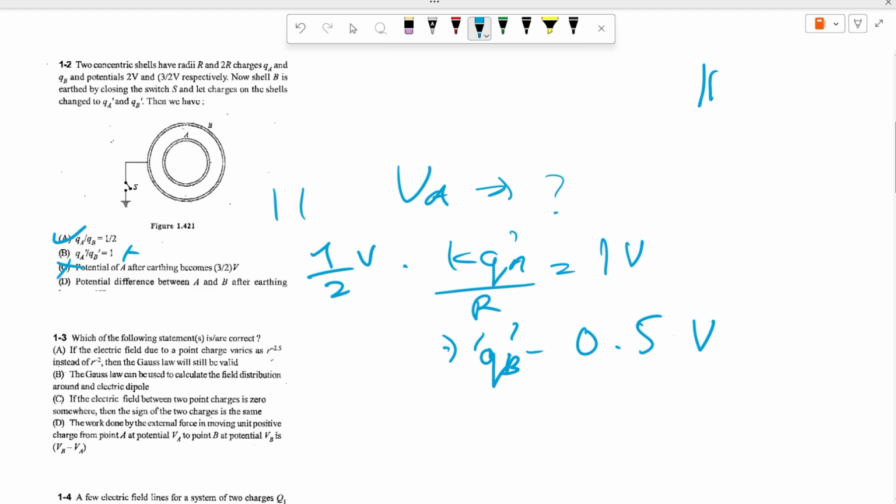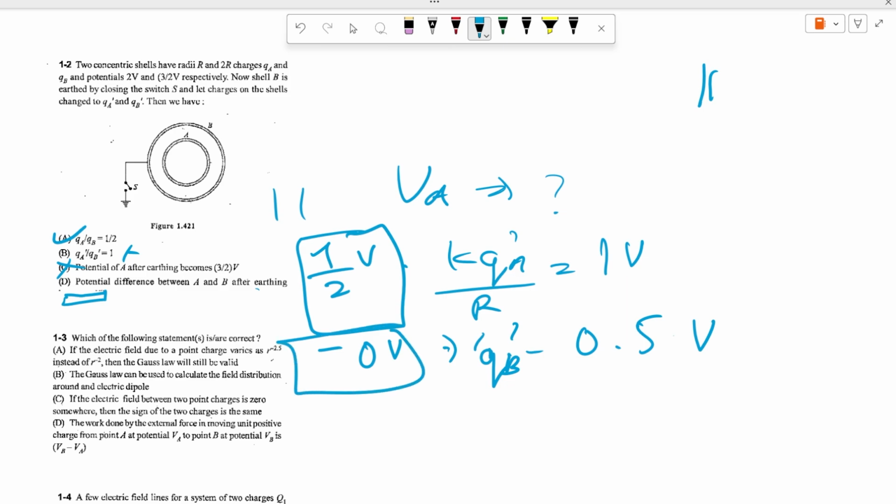The potential difference between A and B after earthing. The option is not there, so we can just calculate what the potential difference is going to be. So the potential difference is going to be this minus 0 volts, because it is essentially the potentials of both of them subtracted from each other. So yeah, we can just write the answer as 1 upon 2 volts.